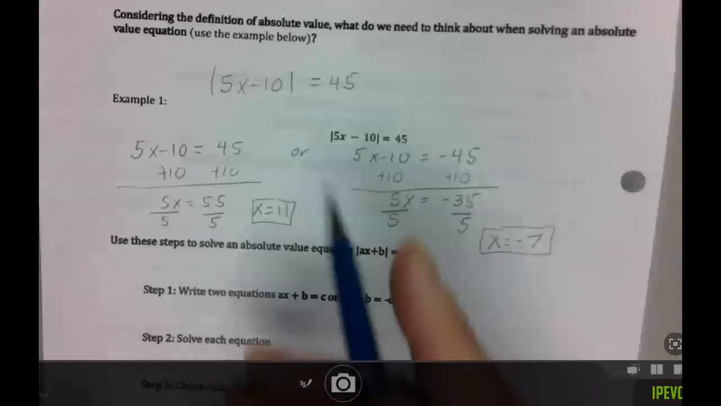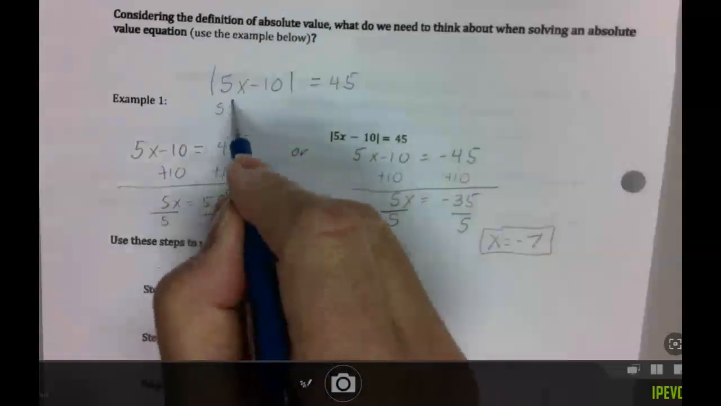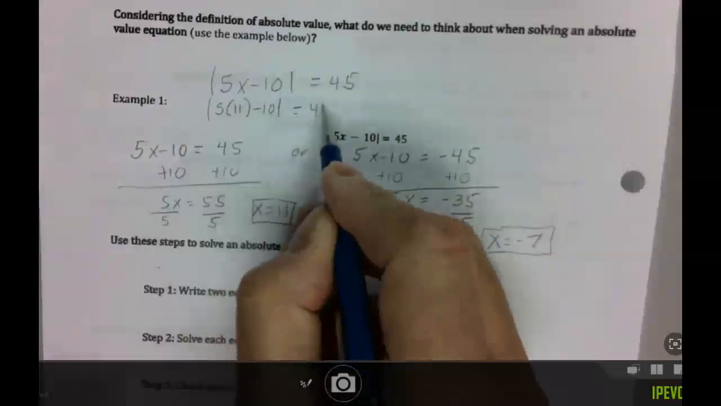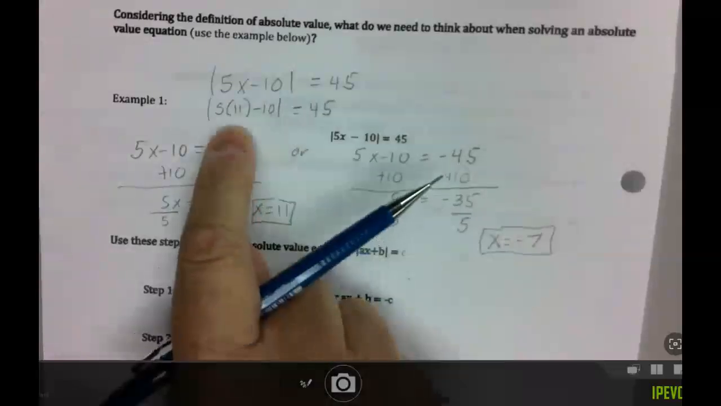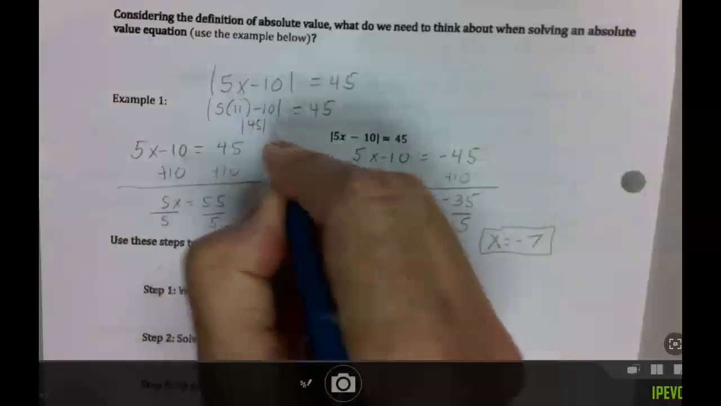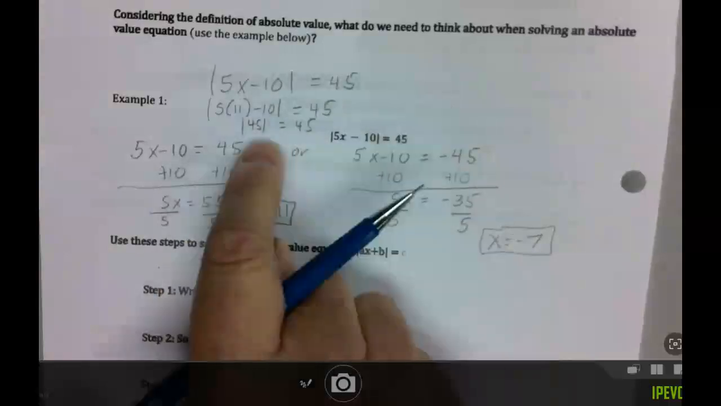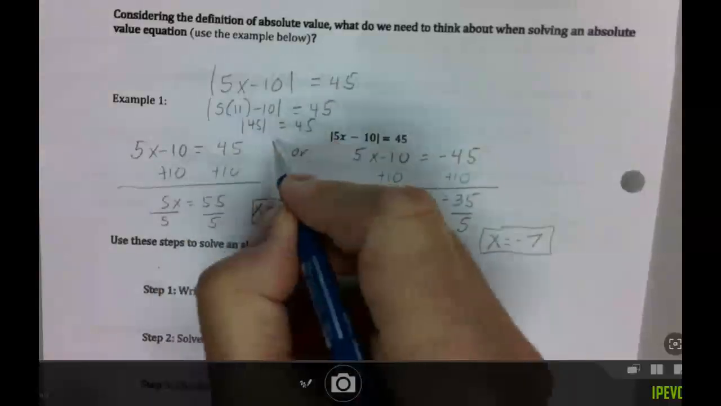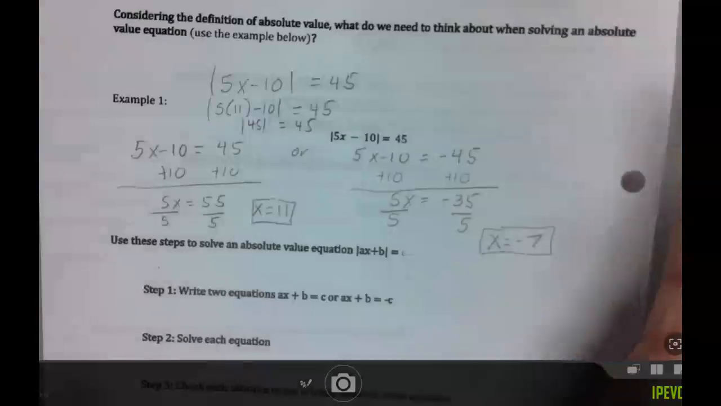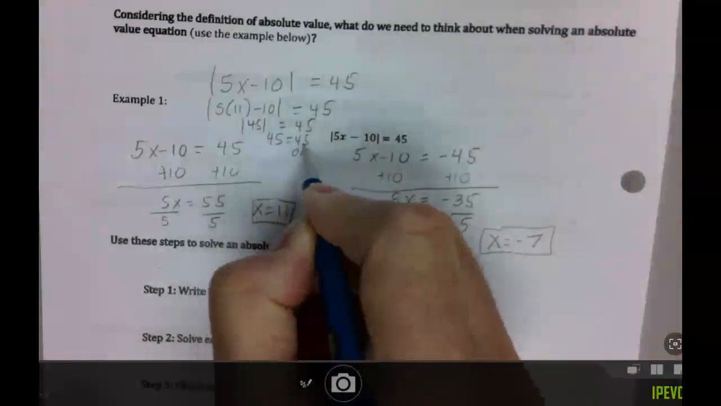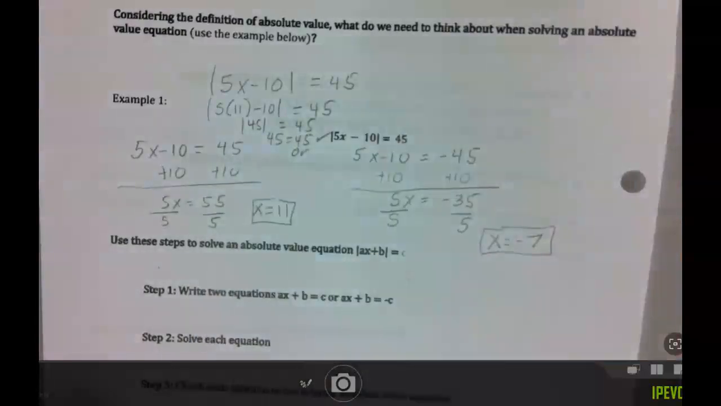Okay, so I'm going to plug in 11. So 5 times 11 is 55, minus 10 ends up being the absolute value of 45. And absolute value of 45 means distance. So what's the absolute value of 45 equal to? Positive 45. Does that check? It does, doesn't it? Correct? Now let's do the other one.